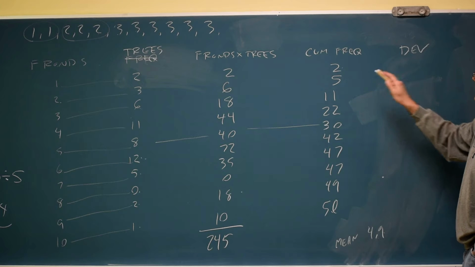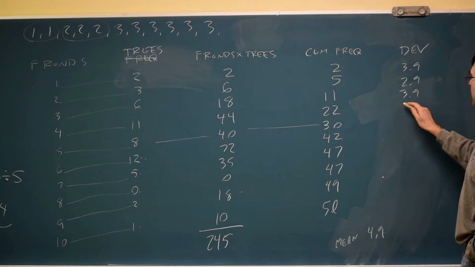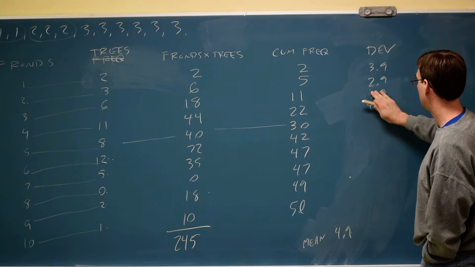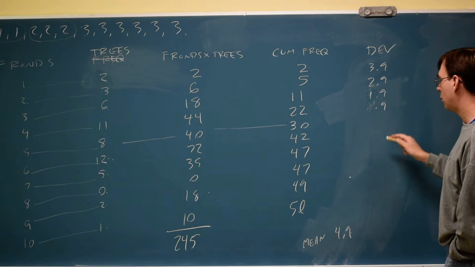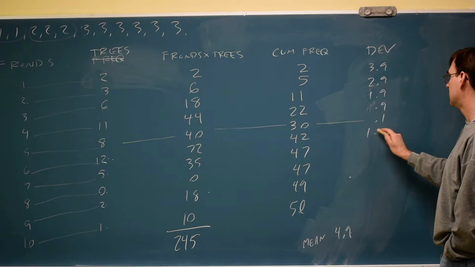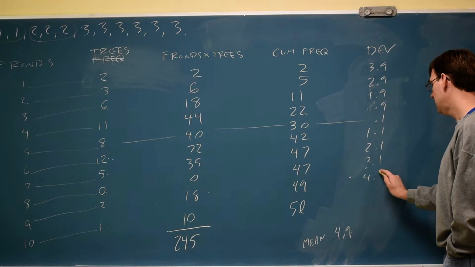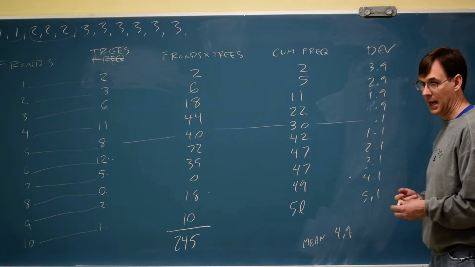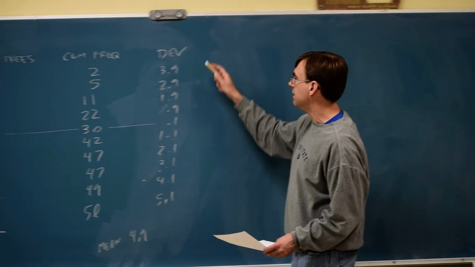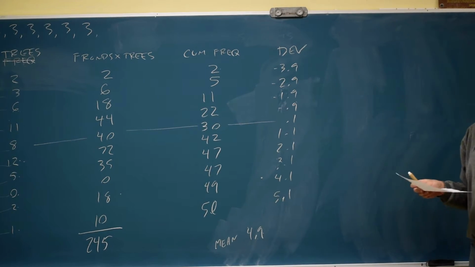So 4.9 subtracting 1, 2, 3, 4, 5, 6, 7, 8, 9, and 10. So we have that column of deviation. These would technically be negative. If you forget to write the negatives, life can go on.